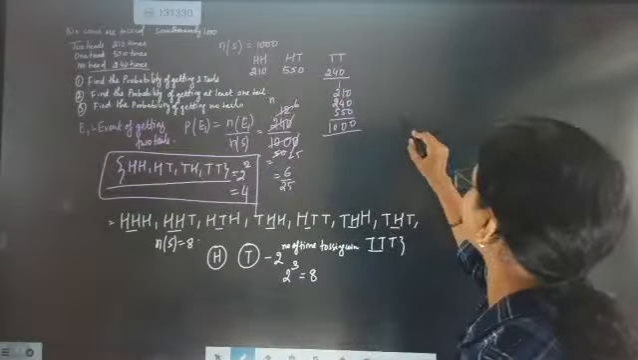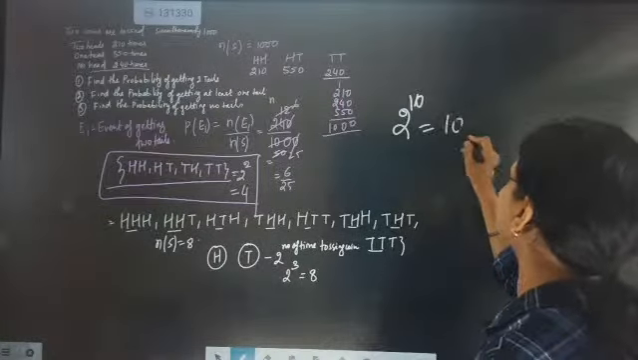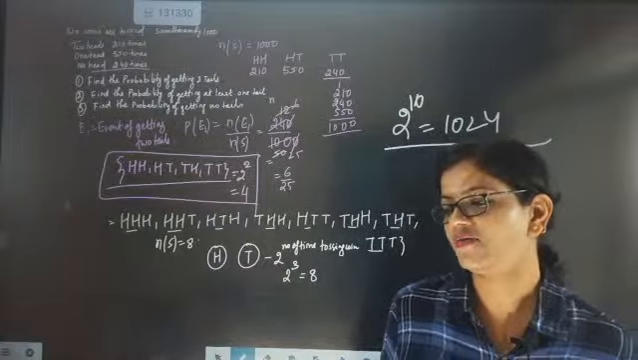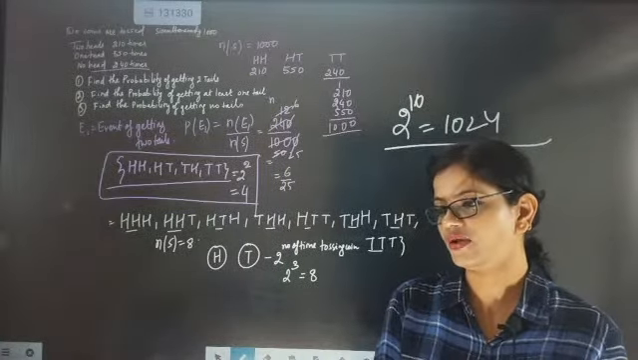So what is the total sample space? It is going to come as 2 to the power 10, that is 1024. So the total sample space coming here will be 2 to the power 10, that is 1024. Fine.